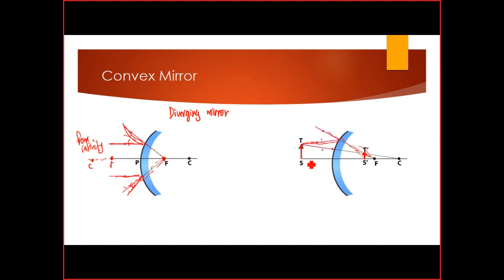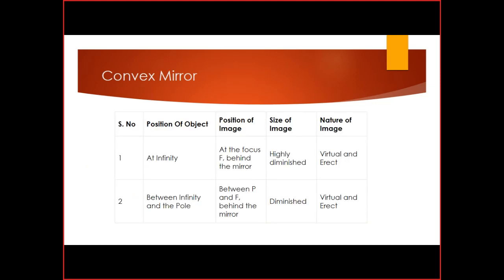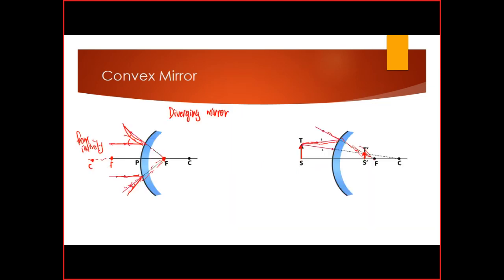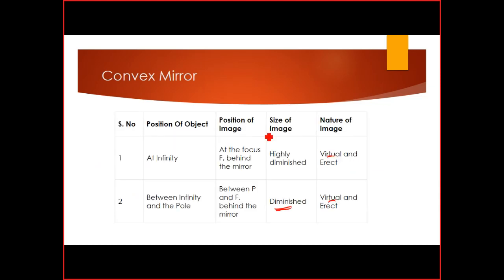So this is our object, this is our image, and we can see that our image is actually very, very small. It becomes diminished. The size is diminished. And then again, our image is virtual. So highly diminished and diminished. And then the position, you can see the position over here. It is between the mirror and also the F, behind the mirror. So the position of the object at infinity, this one is between infinity and the pole.